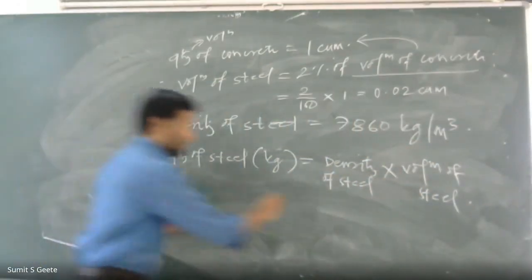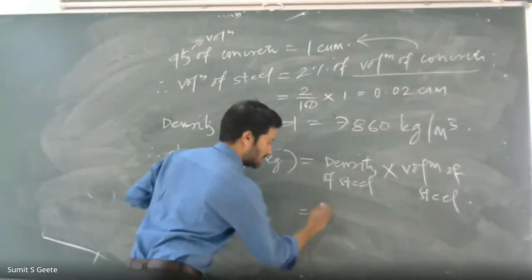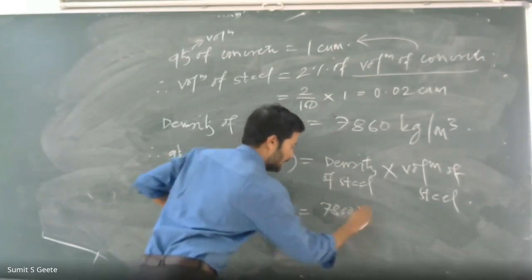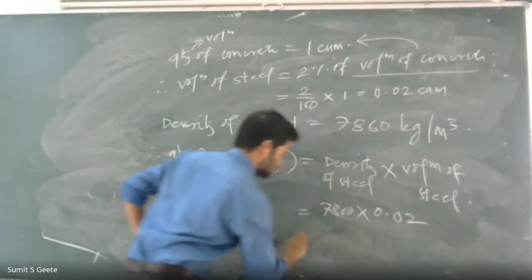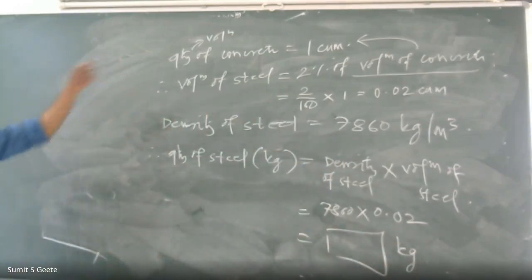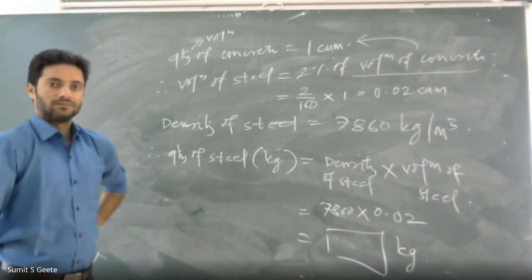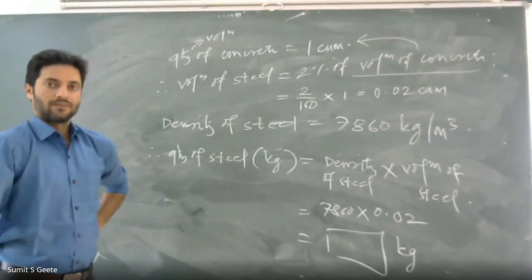Now, what is the volume of steel? Density of steel 7860 multiplied by volume of steel 0.02. This much kg. Tell me the answer. 157.2.